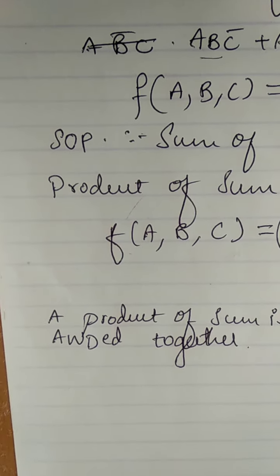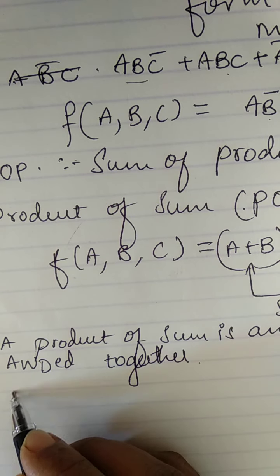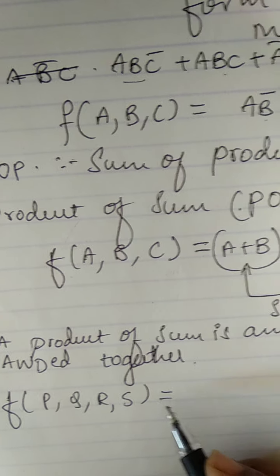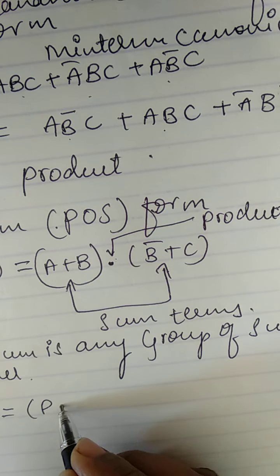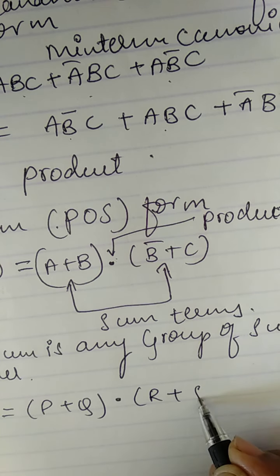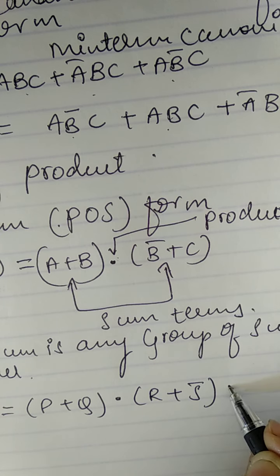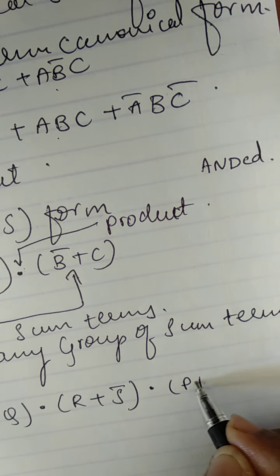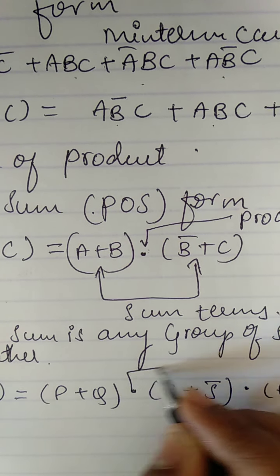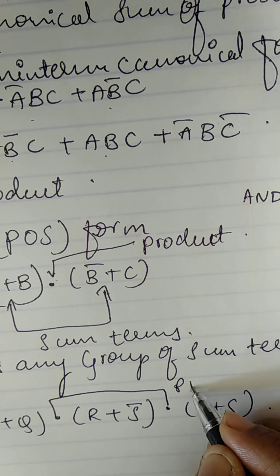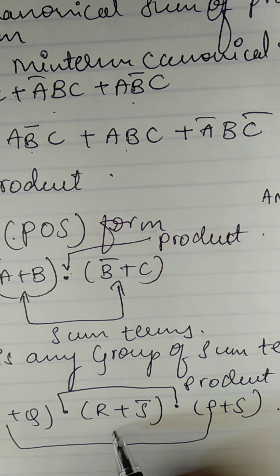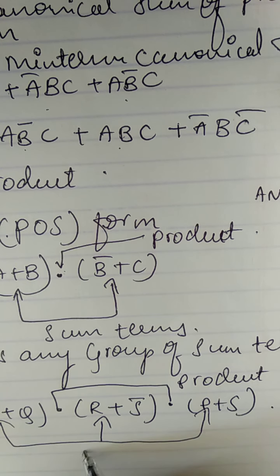One more example you can give for the product of sum: f of P, Q, R, S is equal to P plus Q into R plus S into P plus S. So this is the product, and these all are sum terms.